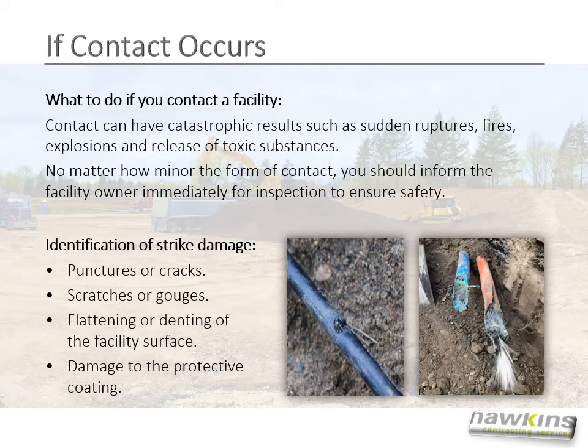Contact with a utility can have catastrophic results such as sudden ruptures, fires, explosions, and release of toxic substances. No matter how minor the form of contact, you should inform the facility owner immediately for inspection to ensure safety. You must identify the strike damage, look for punctures or cracks, scratches or gouges, flattening or denting of the facility surface, and damage to protective coatings.